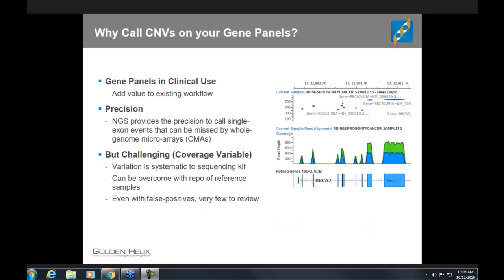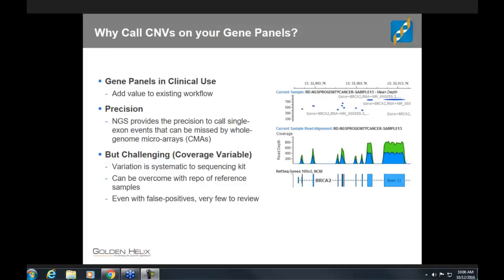Okay, so that's our background and a little bit about the topic today. We're going to be talking about calling CNVs on NGS data, and in particular, we're focusing on targeted gene panels. So these are your typical, maybe an oncogene panel or hereditary gene panel, maybe covering 50 genes, hundreds of genes, but these are the things that are actually being used in a clinical workflow today.